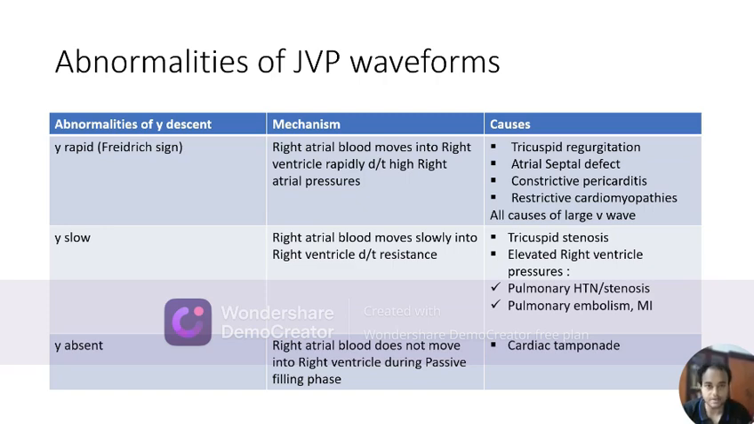The Y descent may be absent, in which the right atrial blood does not move into the right ventricle during the passive filling phase, and this happens in cardiac tamponade. In cardiac tamponade, due to elevated pressures in the pericardium, the right ventricle remains collapsed during the passive filling phase, which results in the Y descent being absent.